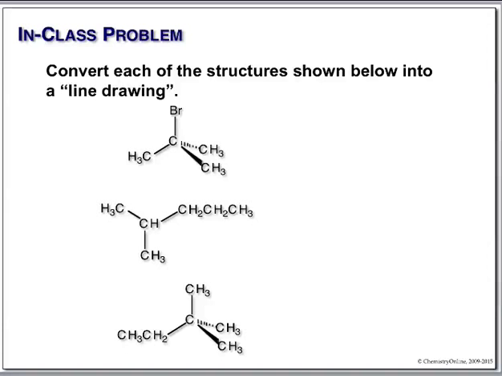Our first one, we have a carbon in the middle. We have four things attached to it, and one of them is a bromine. In a line drawing, these are all going to be truncated, aren't they? But we have to show that this guy is a bromine. That would work. Now, could you draw it just as a simple cross? Sure. Bromine down here somewhere? Sure. All the same compound.